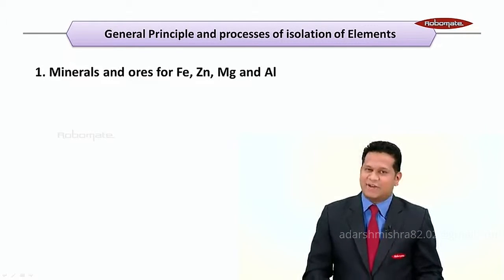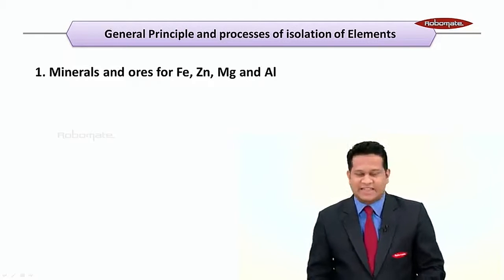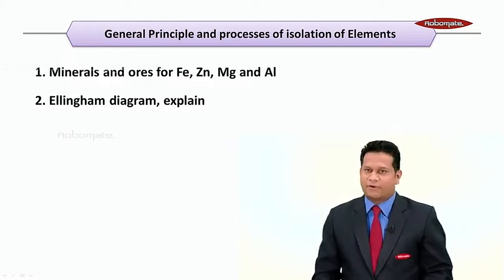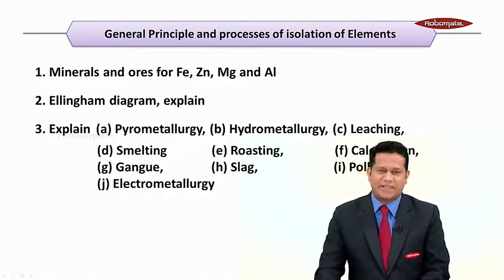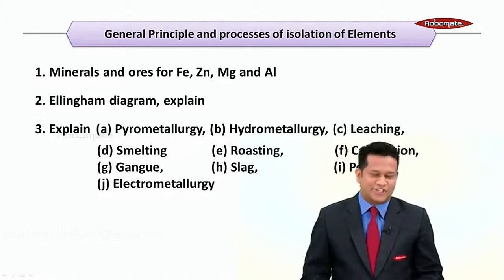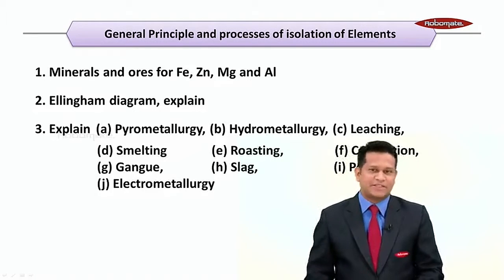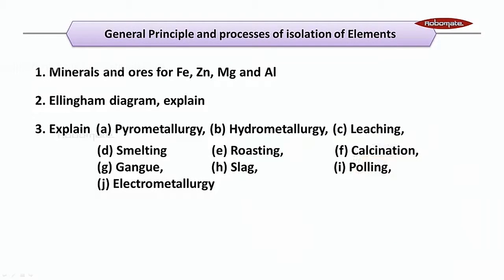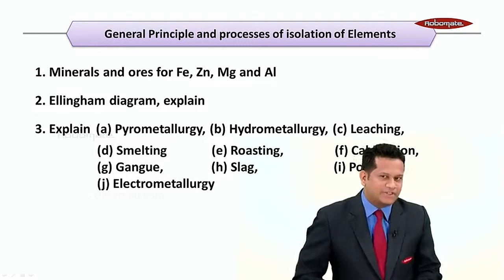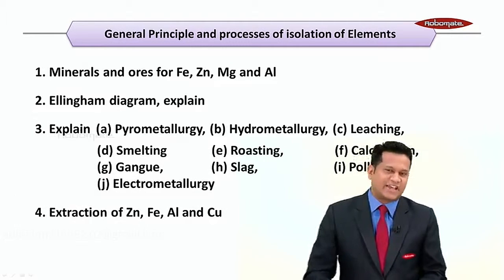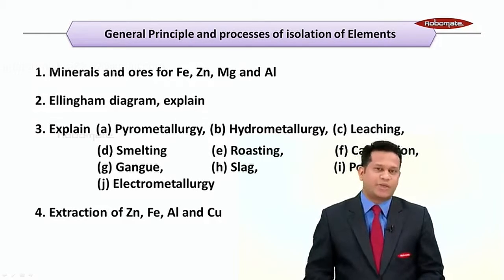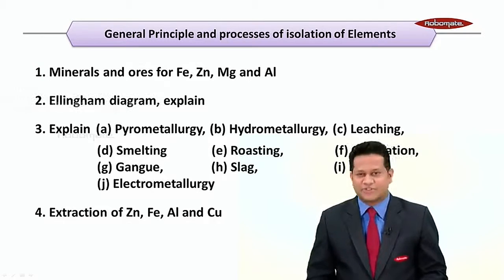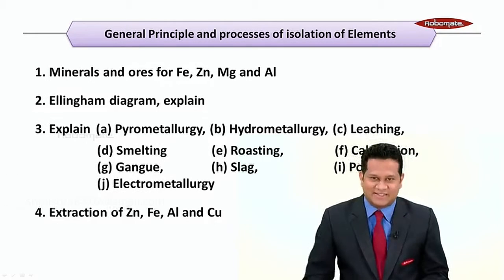remember the minerals and ores for Fe, Zn, Mg and aluminium, followed by the Ellingham diagram with its explanation, and you need to explain pyrometallurgy, hydrometallurgy, leaching, smelting, roasting, followed by calcination, gangue and slag, poling and electrometallurgy. The fourth one is extraction of zinc, Fe, aluminium and copper. So these are the important questions based on general principles and process of isolation of elements.